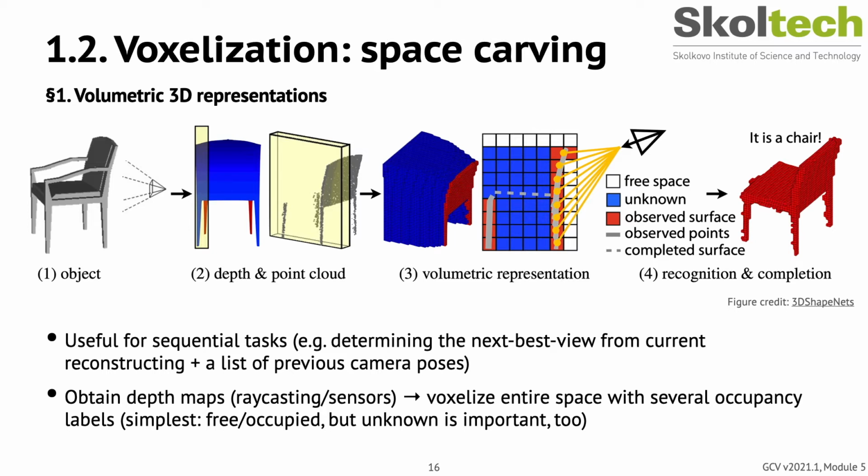So in this case, your goal will be to obtain the depth maps either by using ray casting or the real depth map from sensors, and by voxelizing the entire space with a number of occupancy labels such as free and occupied, but also unknown is very important as well. And your goal would be to determine the next camera pose that would yield you the best reduction in the number of unknown voxels when we perform ray casting. So that's the next best view problem in this case.